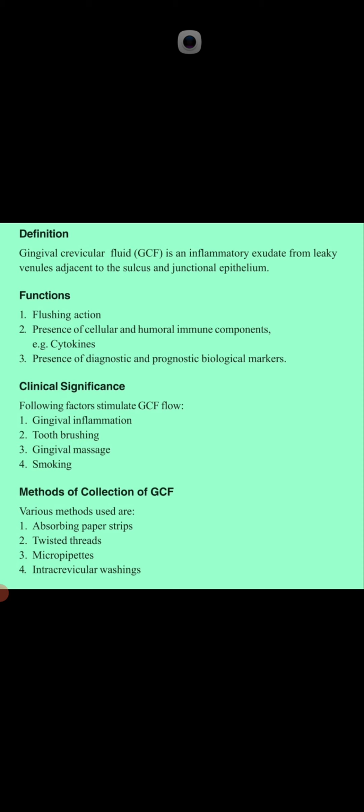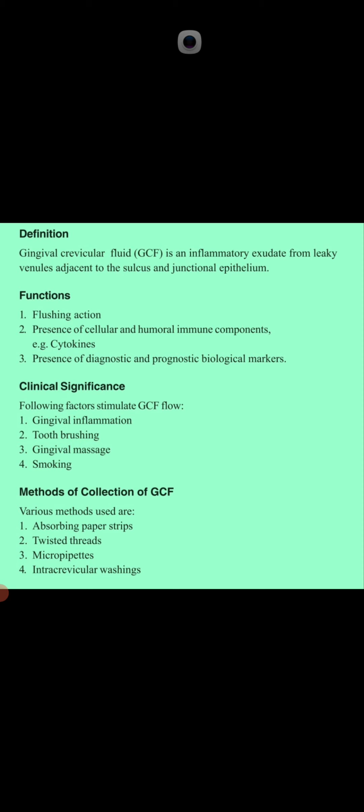Now we come to the clinical significance. The following factors stimulate GCF flow. Number one is gingival inflammation: in periodontitis and gingivitis, the GCF flow increases. Second is toothbrushing, which increases GCF flow. Third is gingival massage, and fourth is smoking. We will discuss the effect of smoking on the periodontium in coming videos, where we will see how smoking increases GCF flow.